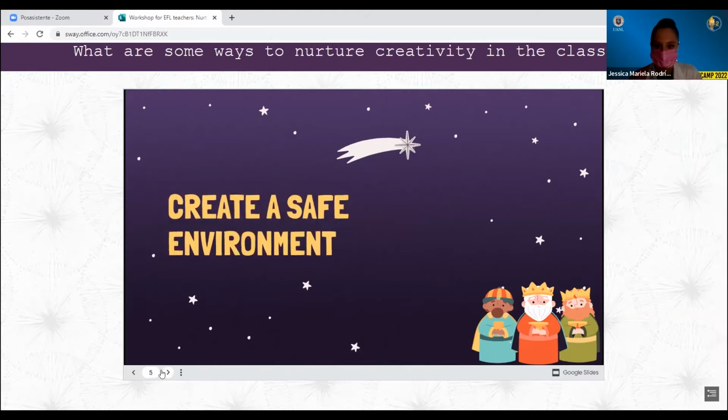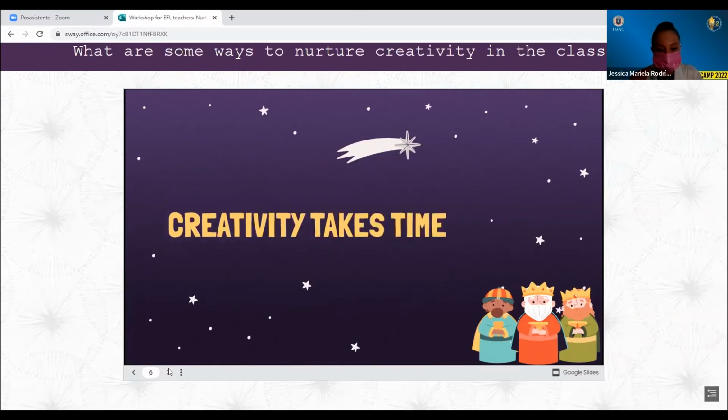Create a safe environment, okay? This is very important. If we talk about social affectivity, it is important for us to create an atmosphere where everybody feels comfortable, where there is harmony and respect. Students feel that you are a trustworthy person. And in that way, they are more likely to learn because they are not stressed out. They don't feel this pressure, so they feel relaxed, and in that way learning takes place.